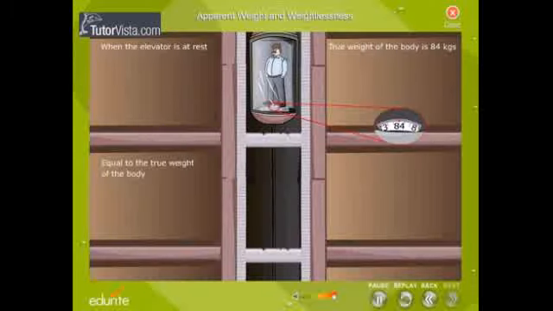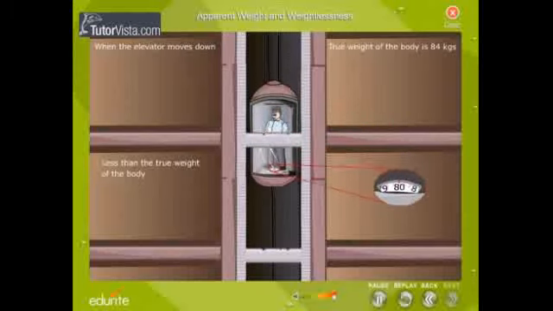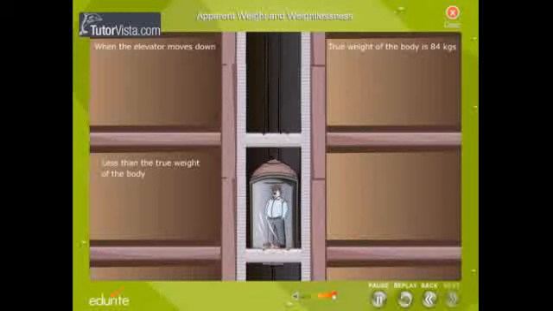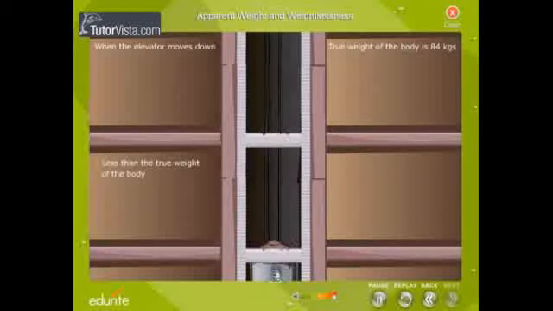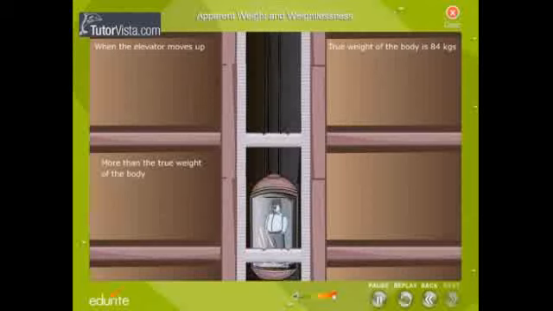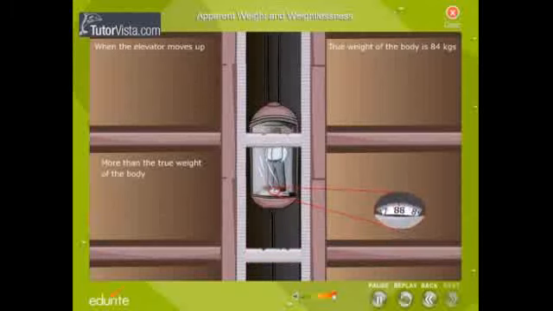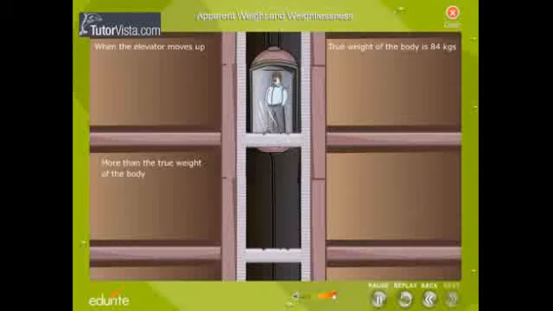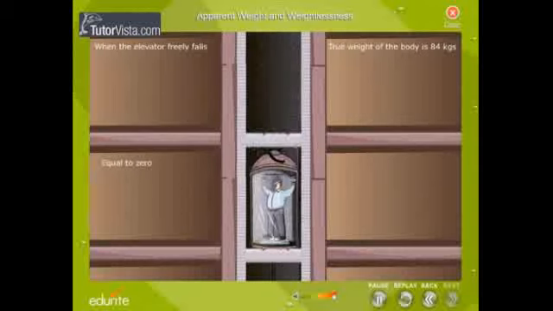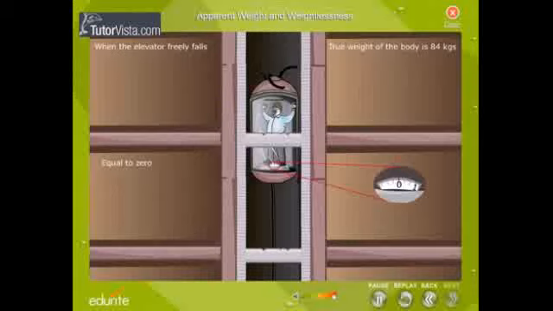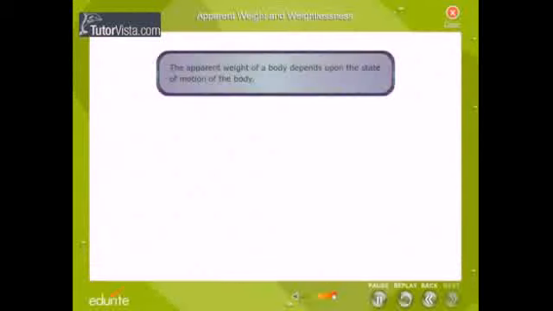We observe that the apparent weight registered by the machine is equal to the true weight of the body, less than the true weight of the body, more than the true weight of the body, and equal to 0. That is, the apparent weight of a body depends upon the state of motion of the body. To find out why there is a variation in weight, click on the links provided.